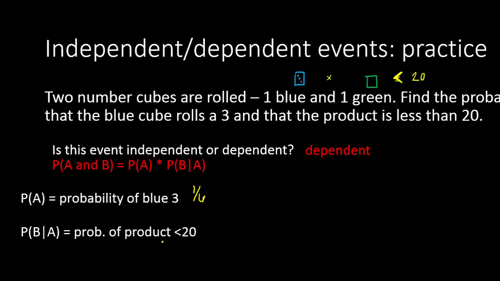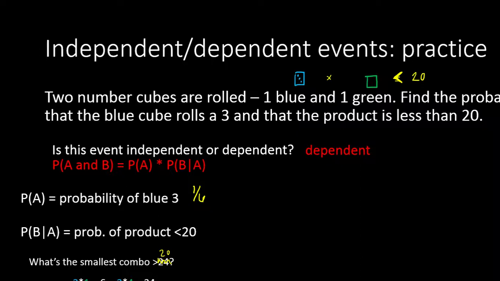Now, what's the probability of a product less than 20? So 3 times something is less than 20. In this case, I think it makes sense to just write out every situation that could happen. So I know that my blue die is going to be 3. So the green one can be a 1, 2, 3, 4, 5, or 6. So I've just written out each of the situations.